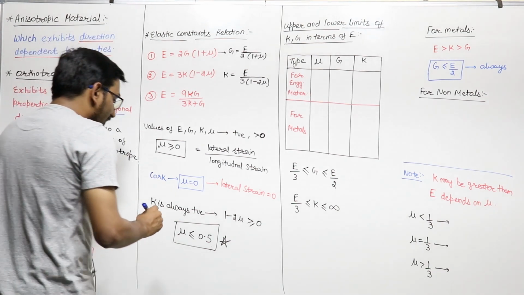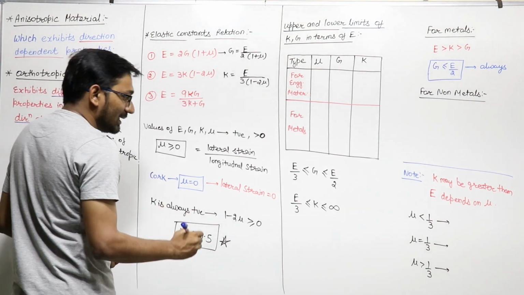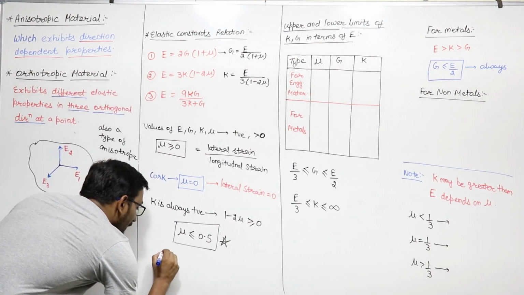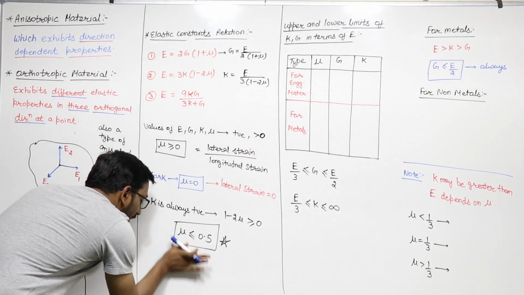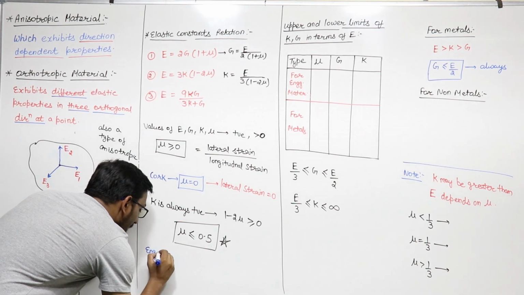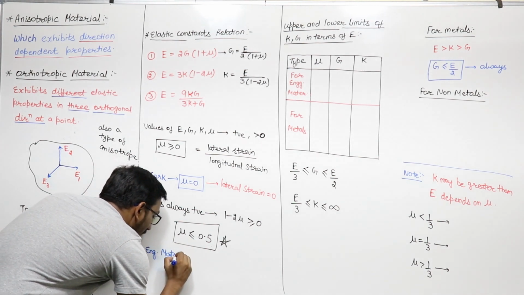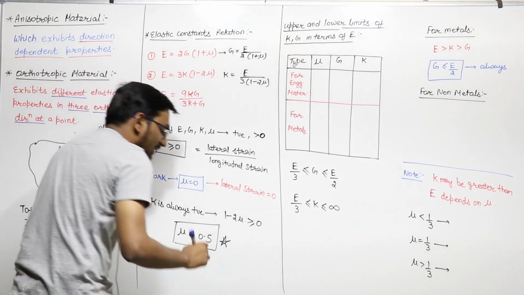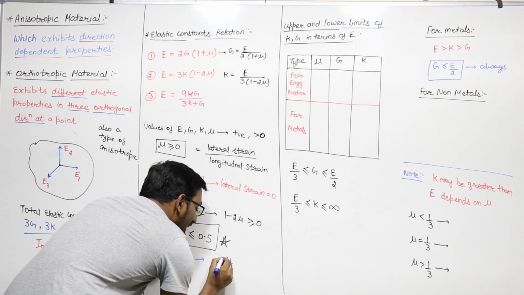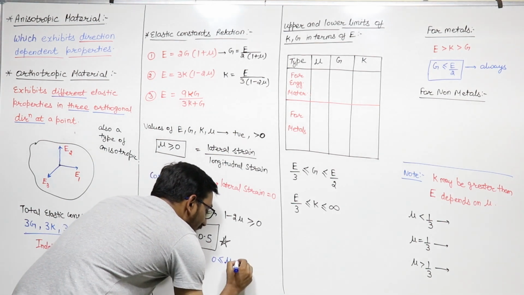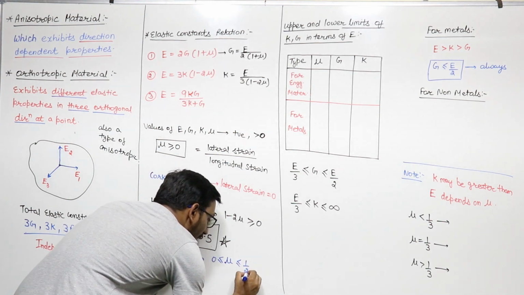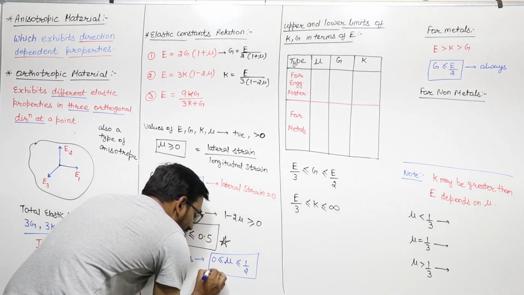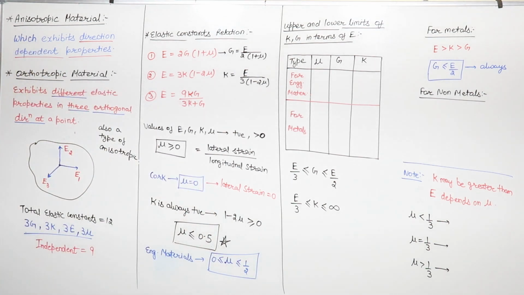So we can say that for all the engineering materials, they may be metals, non-metals, anything, the value of mu will be greater than or equal to 0 but less than or equal to 1 by 2. For all engineering materials, mu will be greater than or equal to 0 but less than or equal to 1 by 2.